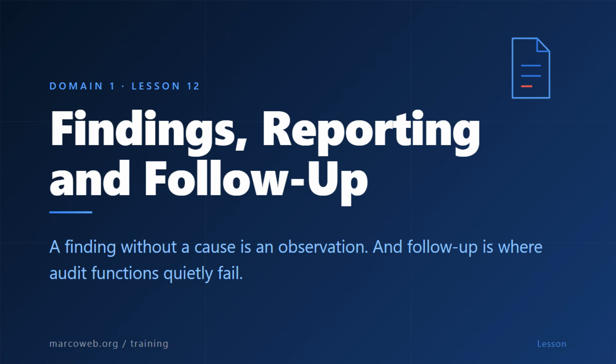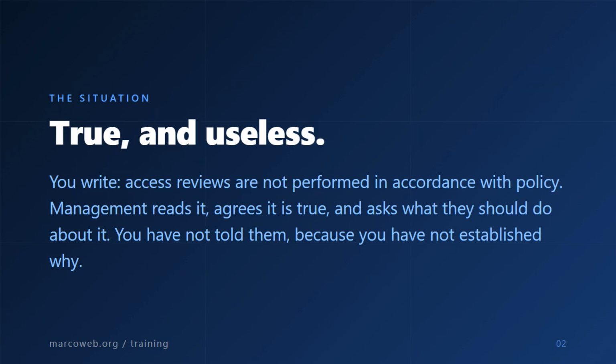Findings, reporting and follow-up. This is the last lesson in Domain 1, and it is about turning what you found into something management can act on, and then making sure they actually did. Start with a finding that is true and useless. You write, user access reviews are not being performed in accordance with policy. Management reads it, agrees that it is true, and asks what they should do about it. And you realize you have not told them, because you never established why it is happening. A finding that only says a rule was broken leaves everyone stuck.